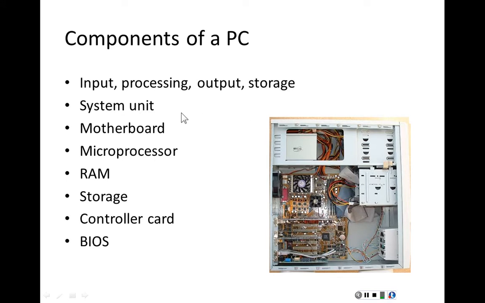The system unit is the box which contains the motherboard. Mounted on the motherboard is the microprocessor and RAM. You can save data to the hard drive or the USB drive. A controller card is a circuit board that plugs into the motherboard, and in our case we're concerned with the network interface cards. And the BIOS is the basic input-output system.